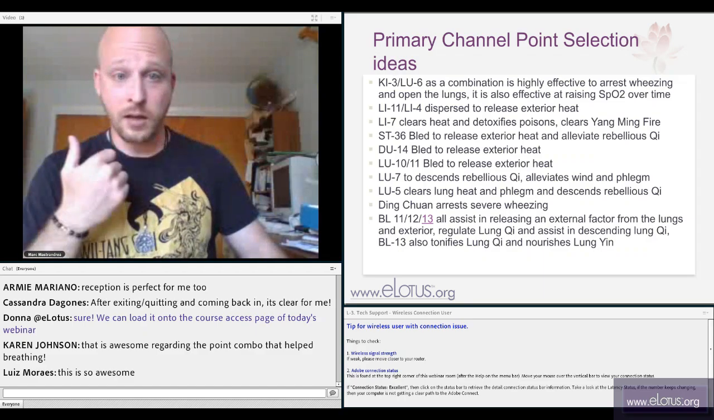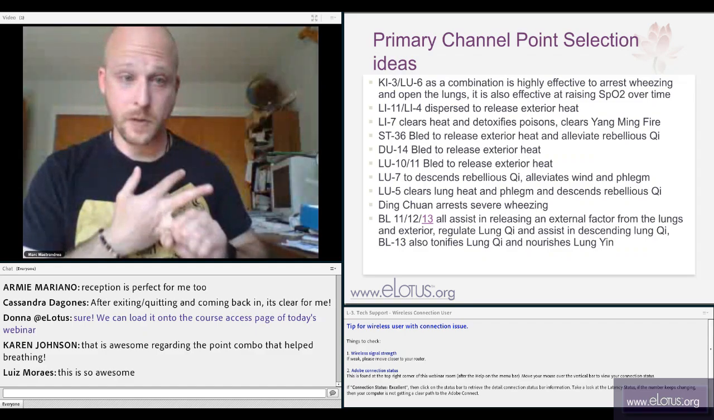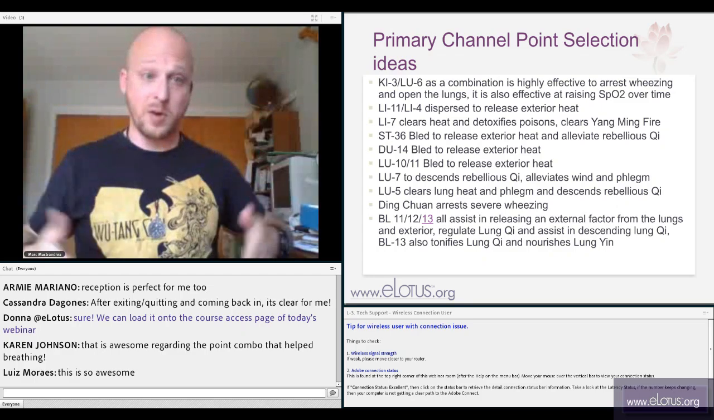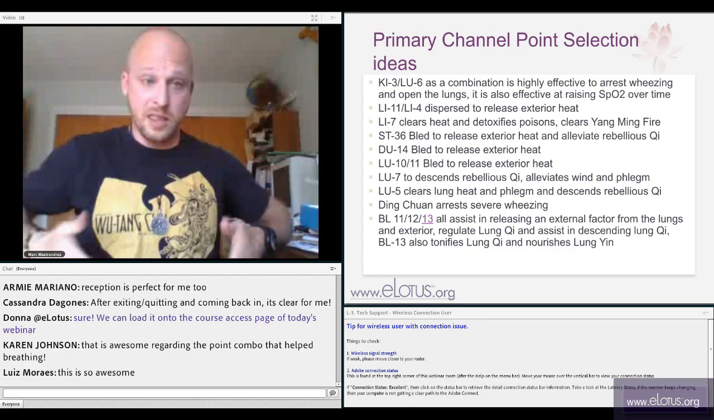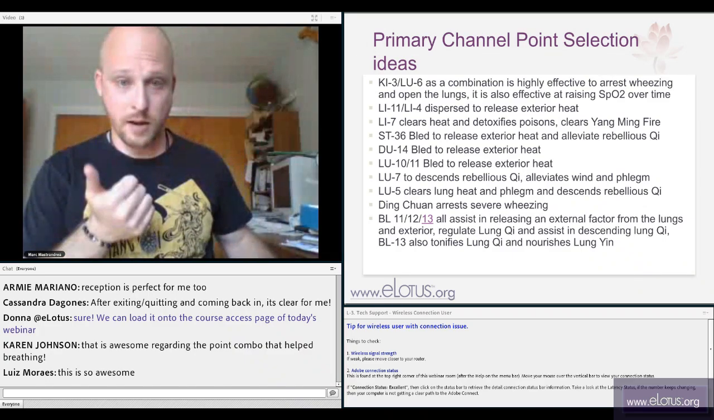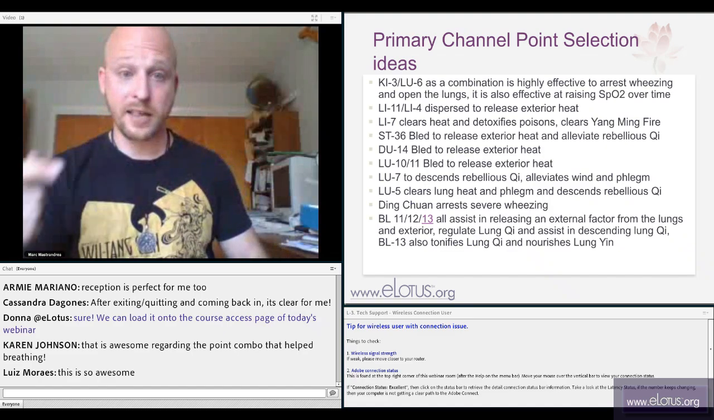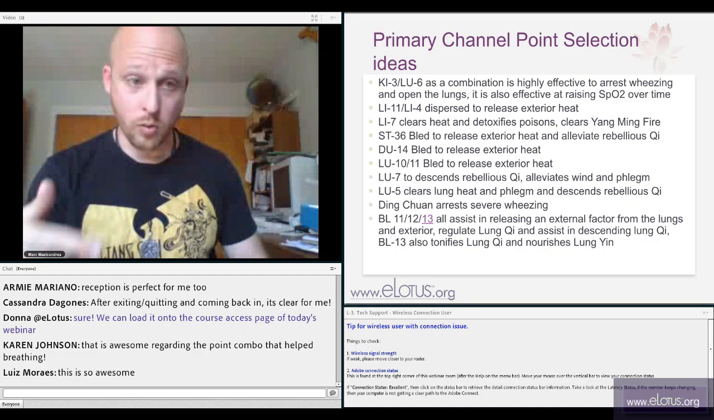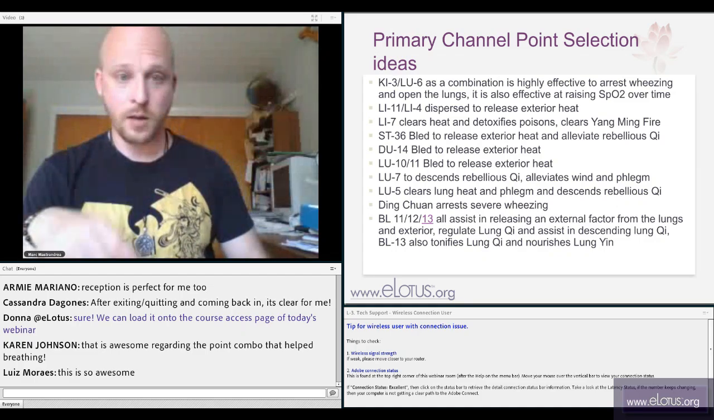Lung 7 descends rebellious chi, alleviates wind and phlegm. Somebody's coughing, you have this wind phlegm, you have the spasming of the diaphragm, and this rebellious chi from the lungs coming up, coming up, coming up. Lung 7 helps with that. It helps to calm and alleviate wind and phlegm and descend rebellious chi. Remember, it's a low point. So lung 7 being a low point helps to absolve rebellious chi.